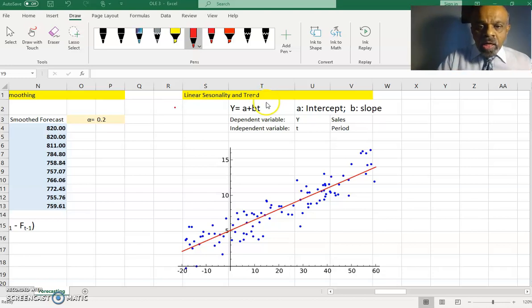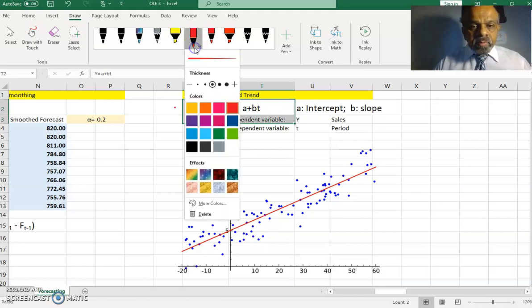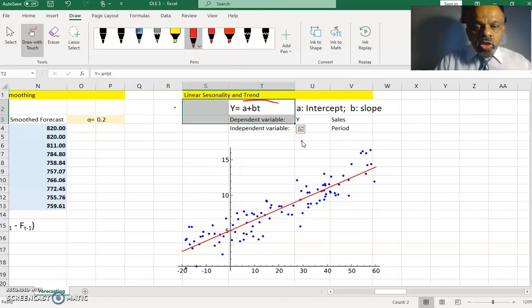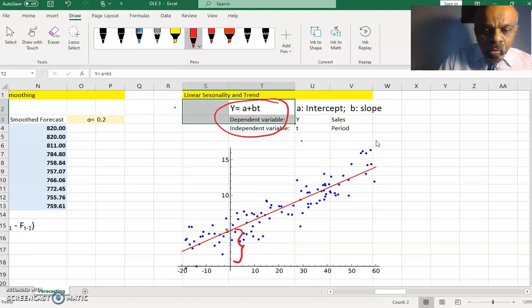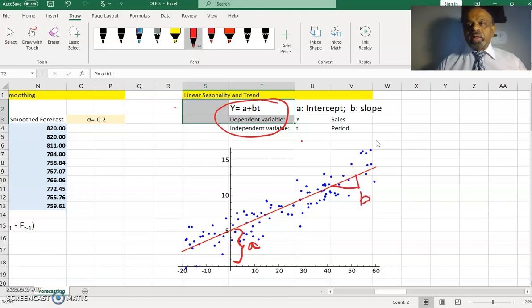We all know the linear equation basically is this. So the linear equation is y is equal to a plus bt, and we know that a is this portion, which is the intercept on the y for x is equal to 0. So that is your a. We also know that b is the slope of this line. This line basically is the trend line.